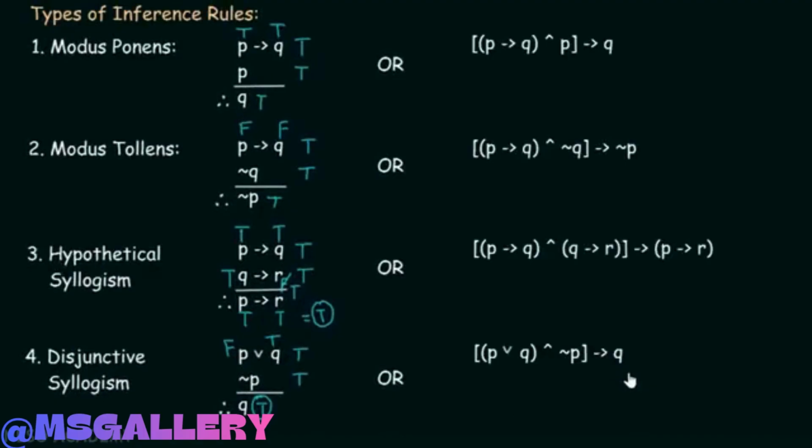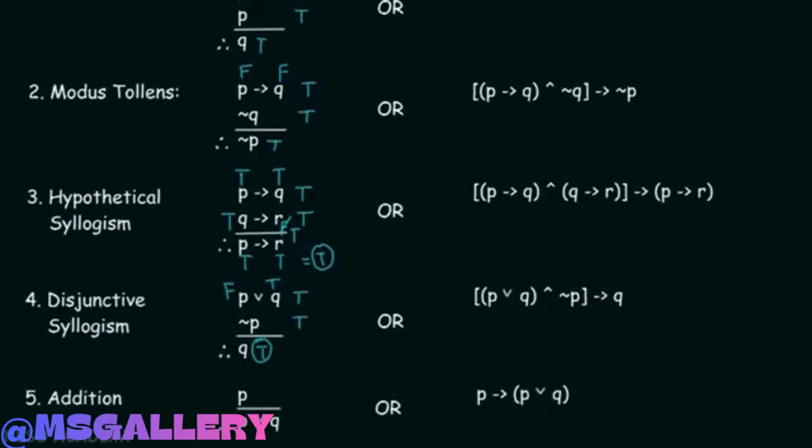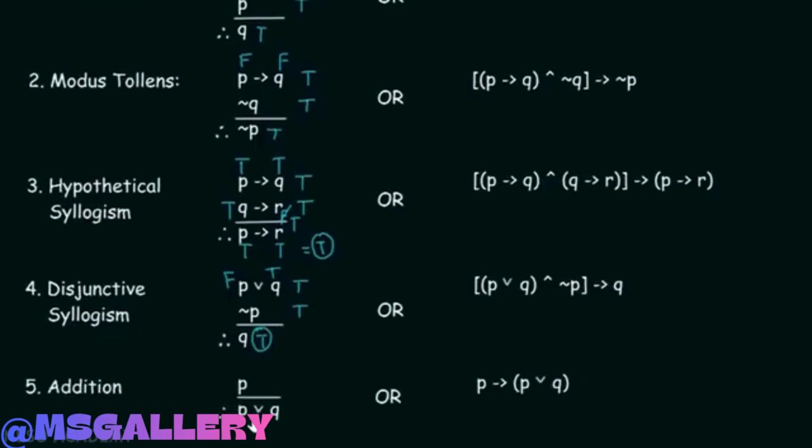Now let's consider the fifth rule, that is addition rule. P, therefore P or Q. How is this argument valid? When P is true, then definitely P or Q is also true, because true or anything is always true. Then the argument is always satisfied, right? Hence we can say that this argument is valid. And we can write this argument as P implies P or Q.